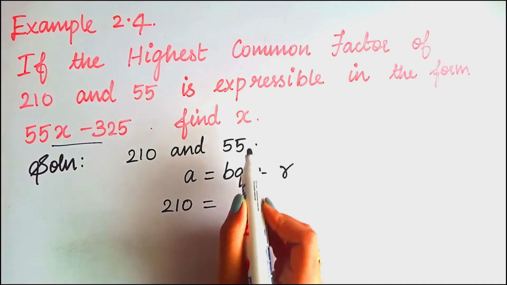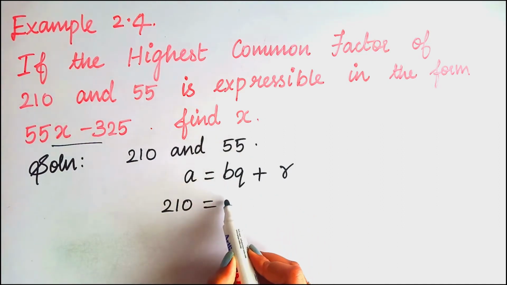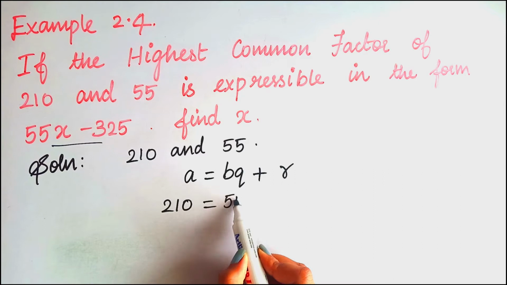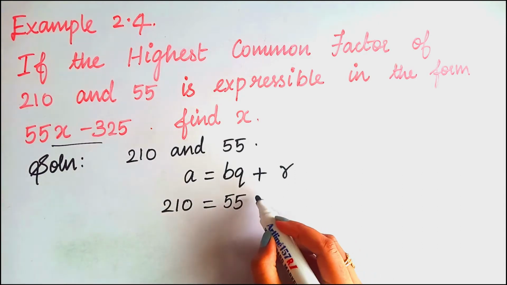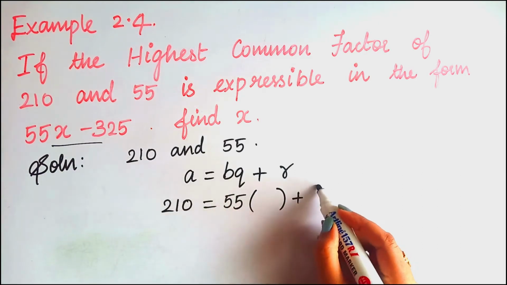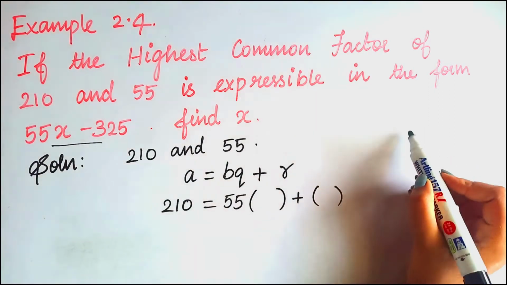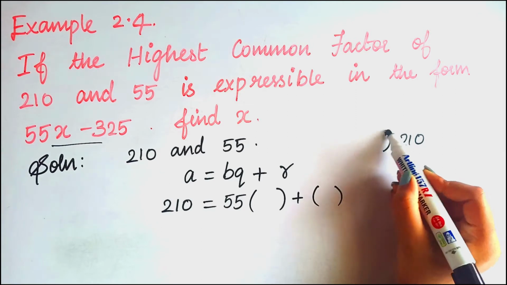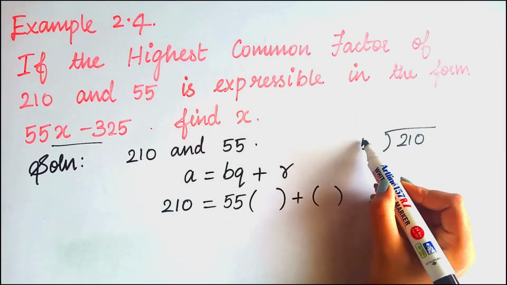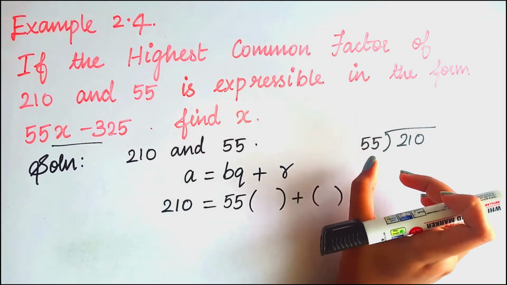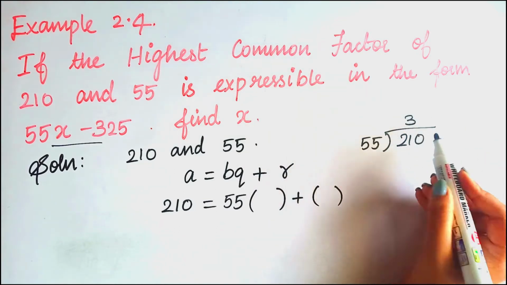Then is equal to, and the smaller number will be B. So in the place of B we will substitute 55. Now we have to find the quotient and the remainder, right? Let's divide. Here 210 will be inside and 55 will be the divisor. So 55. Now 55 3s are 165.